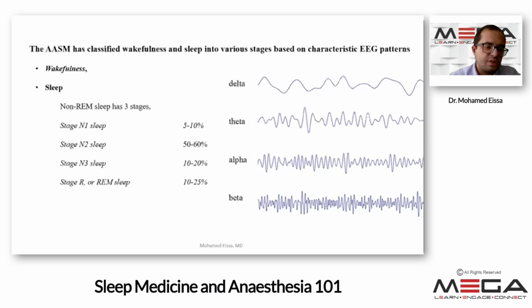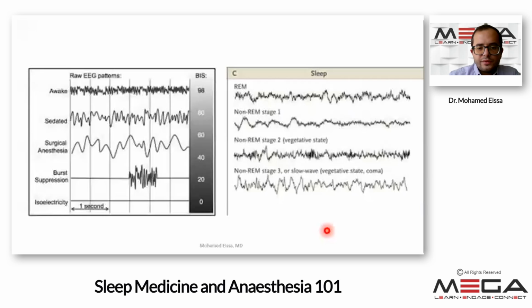By going further into deeper stages of sleep, the EEG waves tend to decrease in frequency and increase in amplitude till we get into the slow wave sleep in stage N3, which is mainly formed of delta waves, which are low frequency and high amplitude waves. And we have the stage R, or REM sleep. As you see here, these are the EEG waves for different stages of sleep and wakefulness. As you notice, stage 3 non-REM sleep, which is a slow wave sleep with delta waves, is similar to those that we see in patients under deep surgical anesthesia, as you can see here.